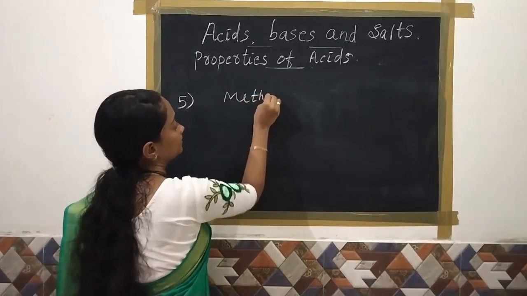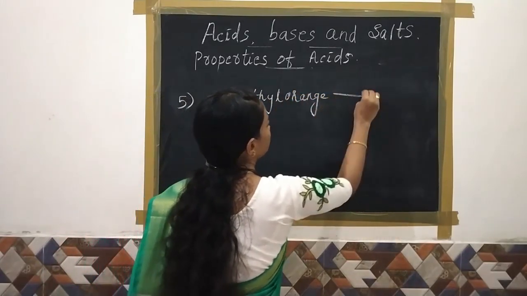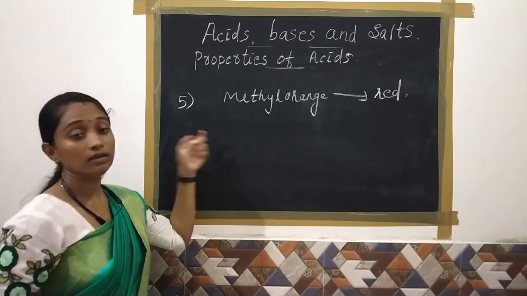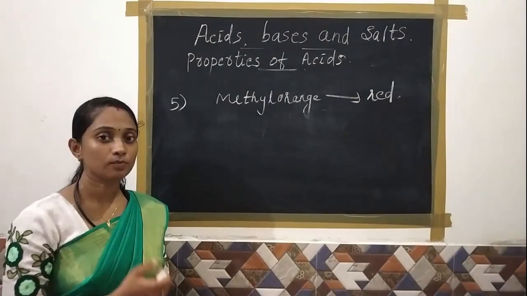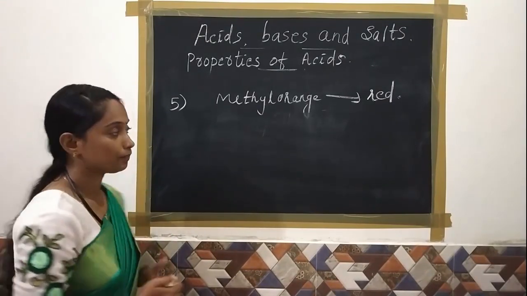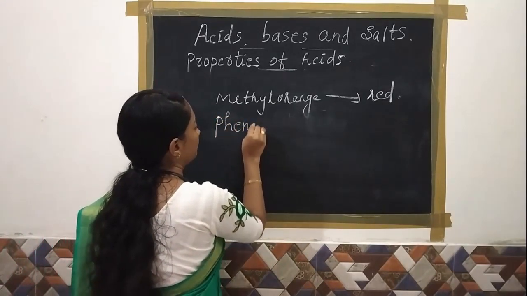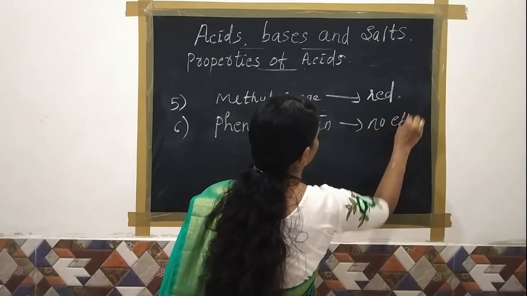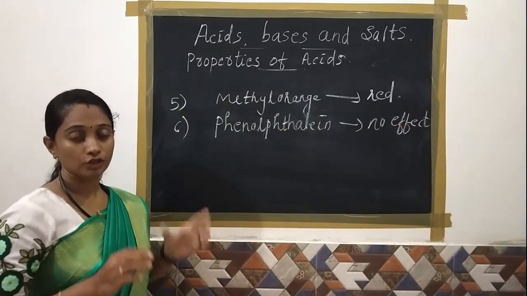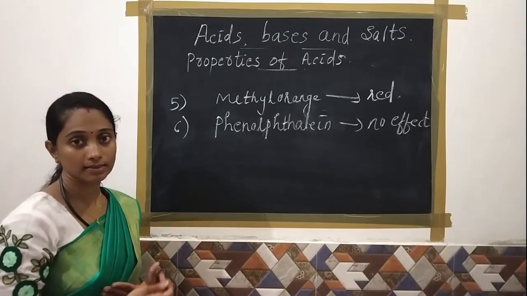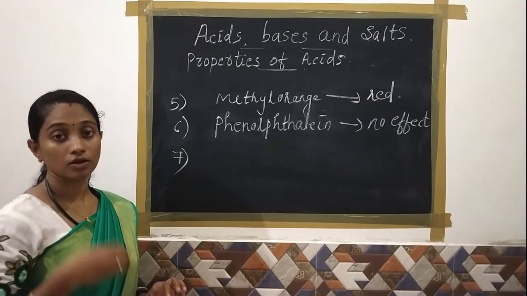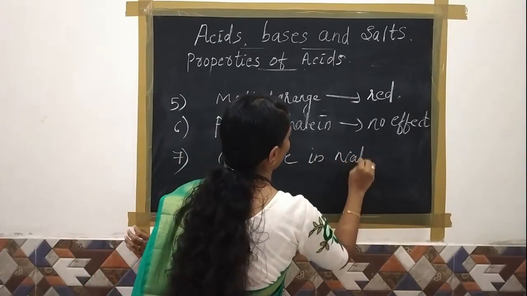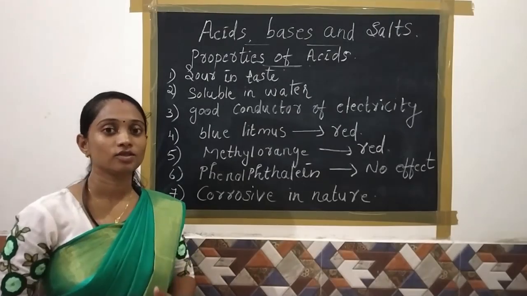Methyl orange is a synthetic indicator. It helps us to tell which substance is an acid and which one is a base. The sixth property: acids have no effect on phenolphthalein. Phenolphthalein is also an indicator, and it helps us to identify acids and bases. And the last property: all acids are corrosive in nature.